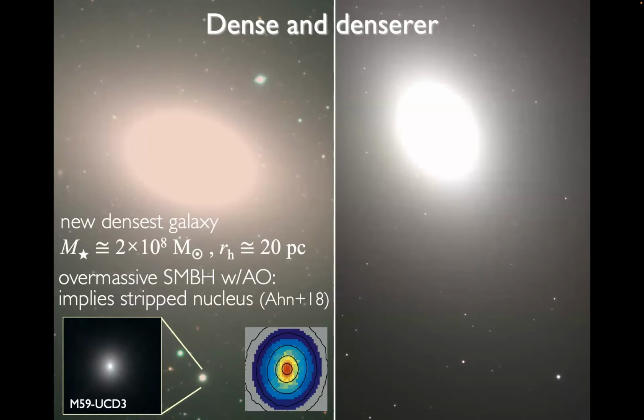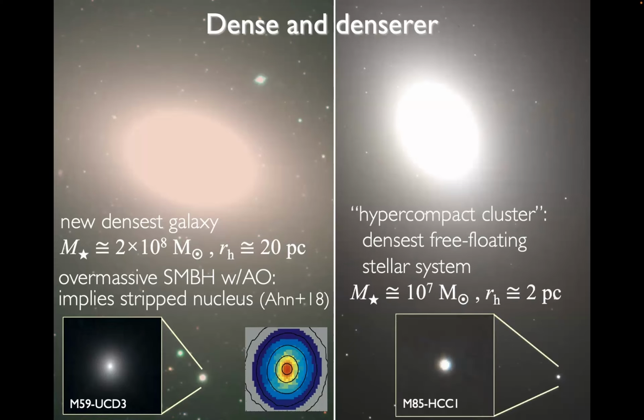Michael Sandoval found another thing around another Virgo galaxy, which we call a hypercompact cluster. It's, I think, still the densest known free-floating stellar system. Half-light radius of 2 parsecs, but 10^7 solar masses. And this is kind of a unique object. We don't know of any others.